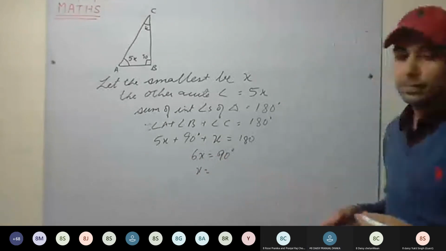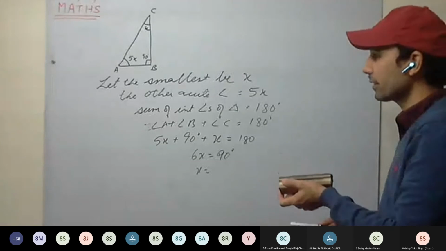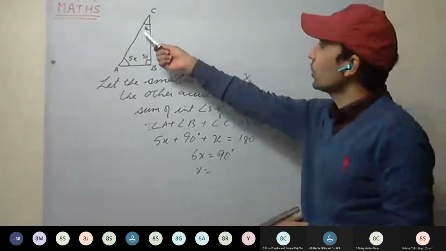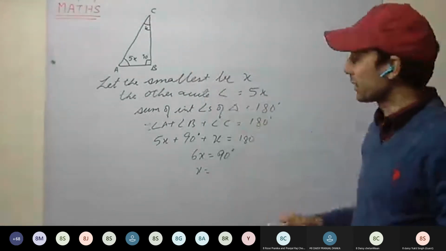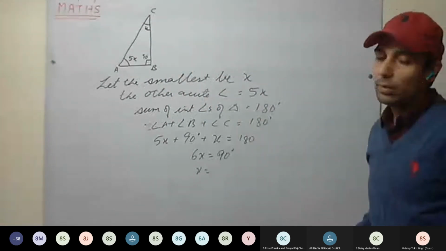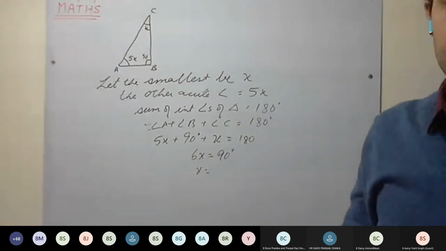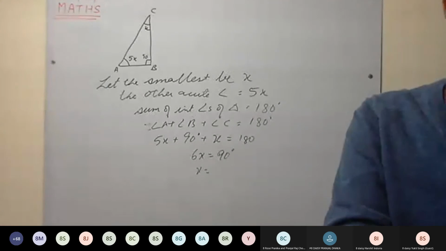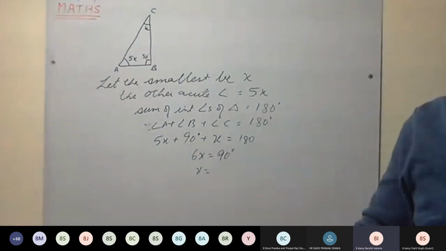X you can calculate now. How much you are getting? 15 degrees. So smallest angle we have to calculate. Smallest angle is how much? 15 degrees. Can you calculate now? Okay. 18th question. Any doubt in 17th?